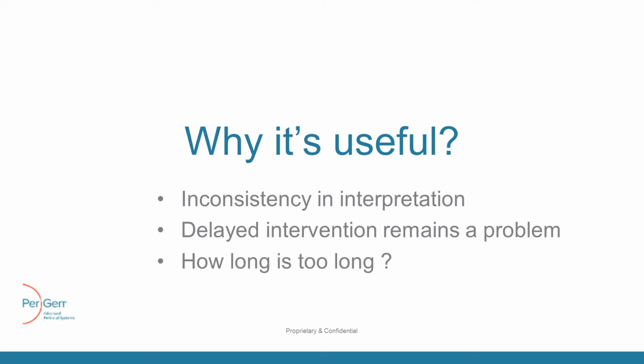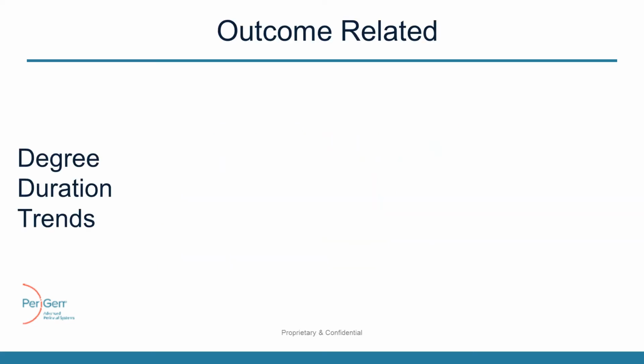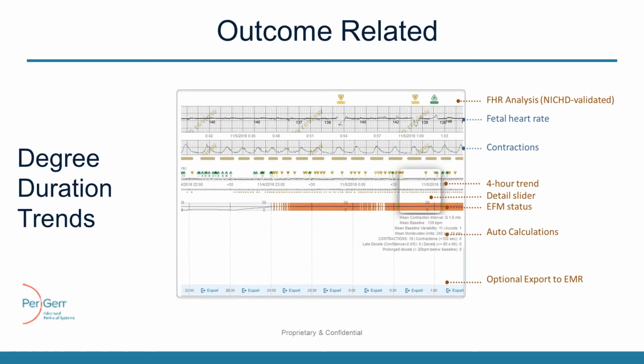And the fundamental question that is often debated, particularly in courts of law, is how long is too long for a particular type of pattern? We know that outcome is related to the degree of abnormality, the duration of that abnormality, and trends. Is that persistent? Is it getting worse? And that's why this sort of analysis, and in particular the displays and the color coding, are designed to help clinicians determine what is the degree of abnormality, how long has it lasted, and what are the trends.